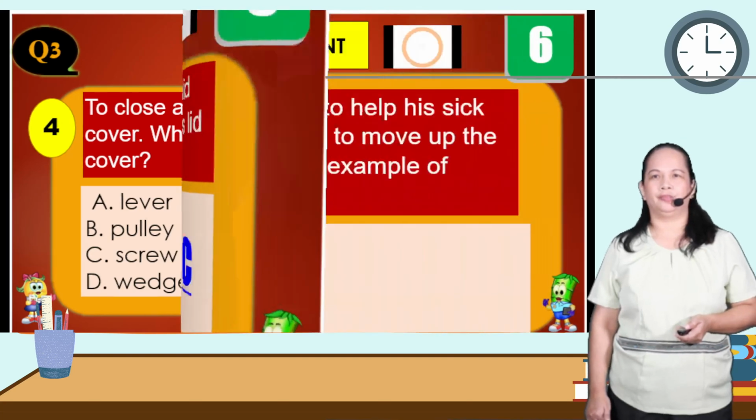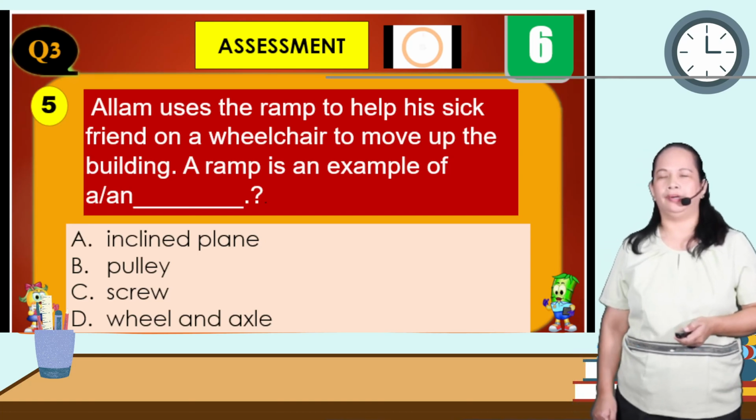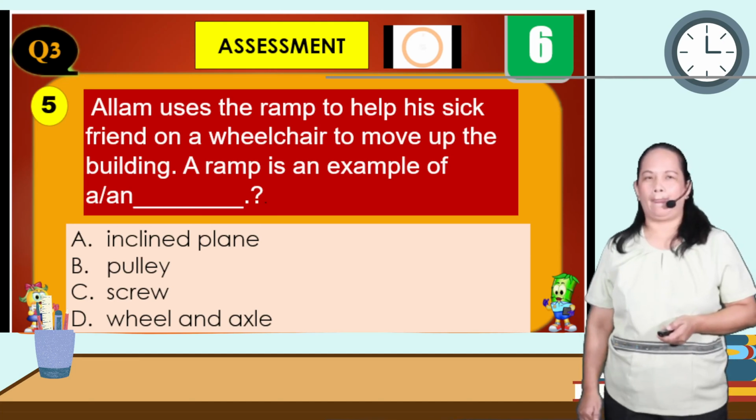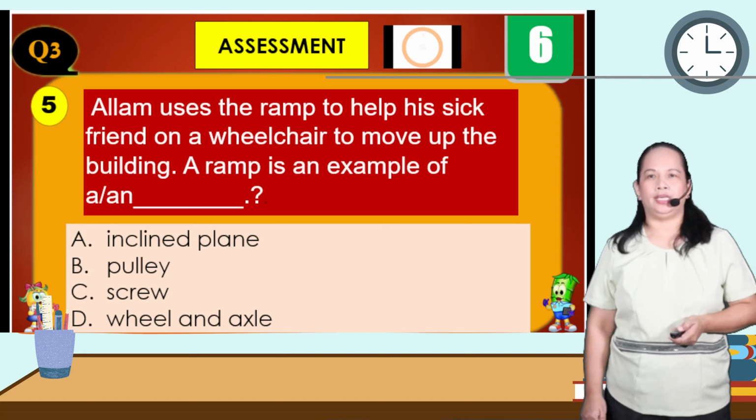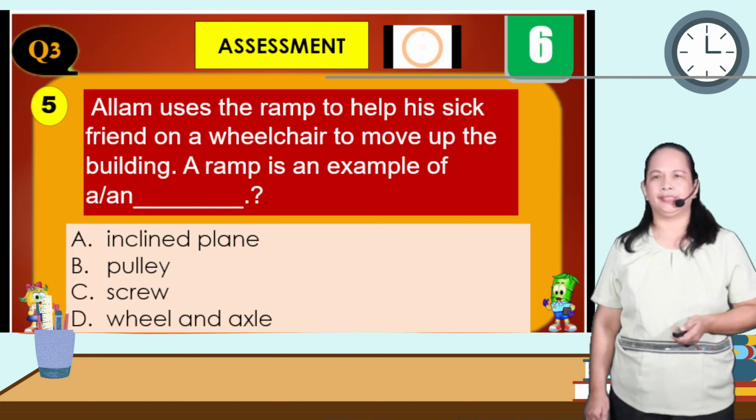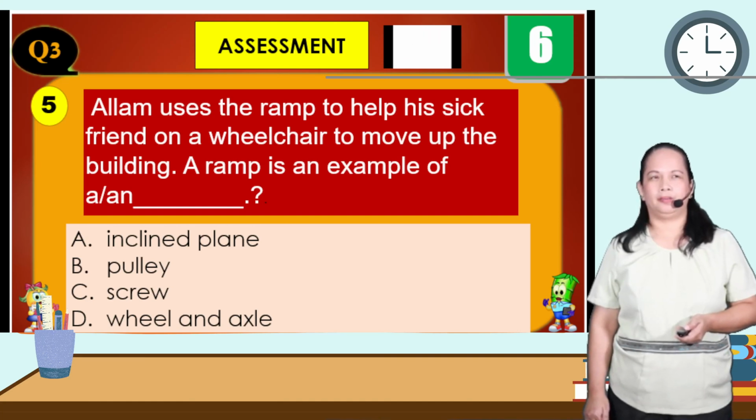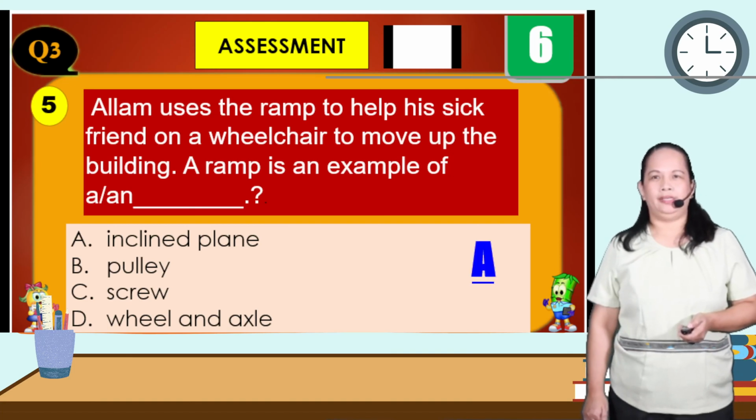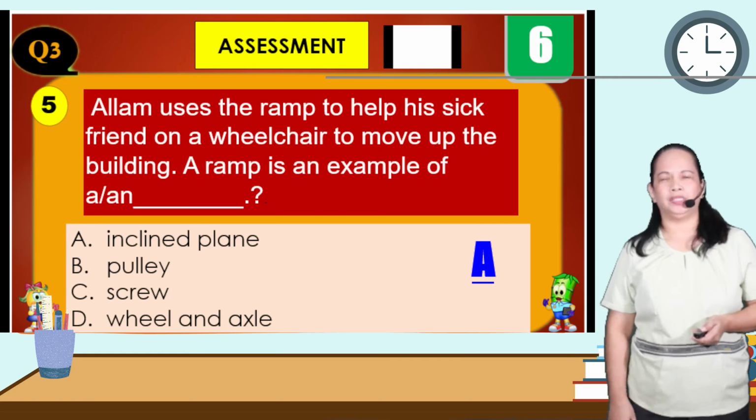Question number 5. Allam uses the ramp to help his sick friend on a wheelchair to move up the building. A ramp is an example of a or an blank. A, inclined plane, B, pulley, C, screw, D, wheel and axle. Timer starts now. So what is the correct answer, grade 6 learners? Yes, it's letter A, inclined plane. So very good, grade 6 learners. I know you've got the correct answer.